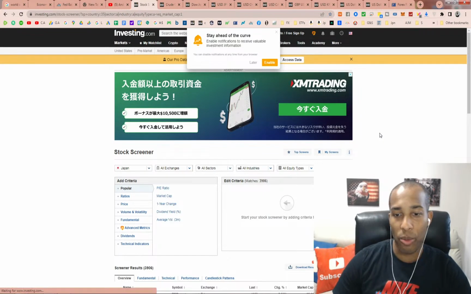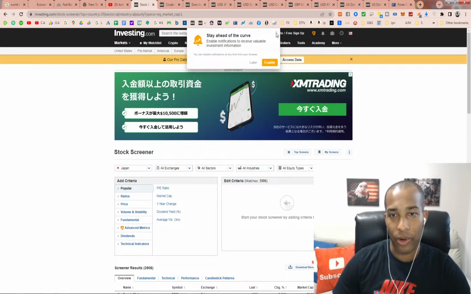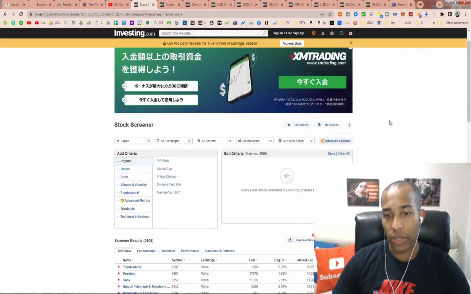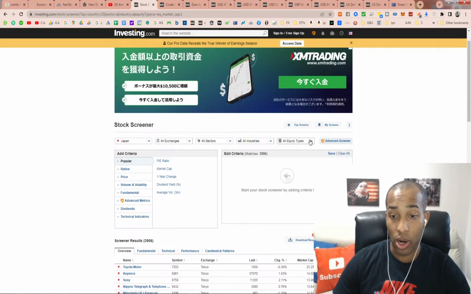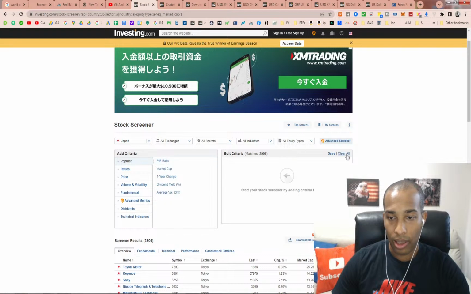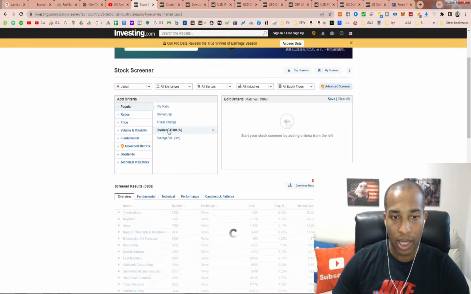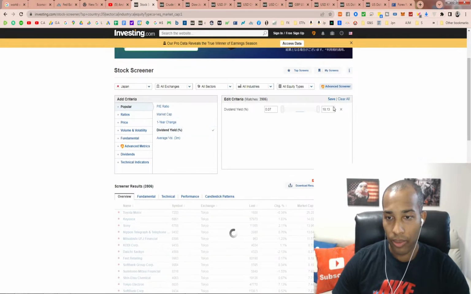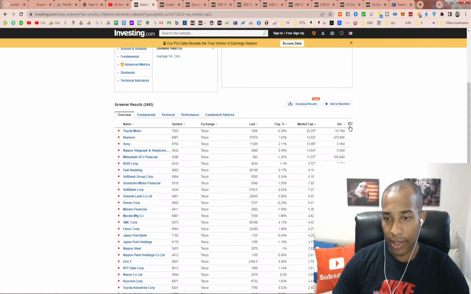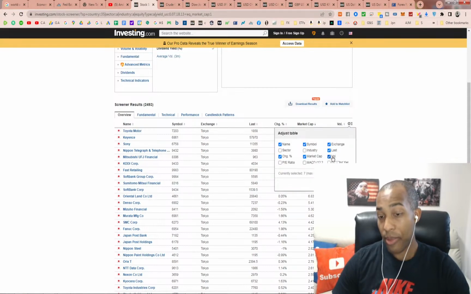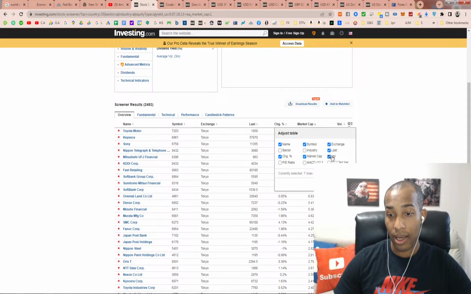Now, doing this is a little bit more advanced, but if you're going to get into investing, might as well get into international investing, especially if you're in a strong dollar. All right, so we're going to have Japan, all equities. Let's get dividend yield, and let's look at some companies that have some good dividends. Because it'd be interesting if you're earning dividends in yen, cheaper stock. Let's just do last. We don't need market cap so much.